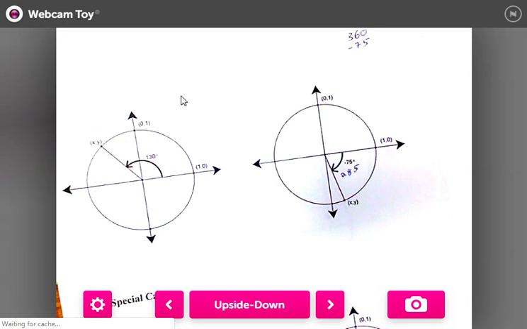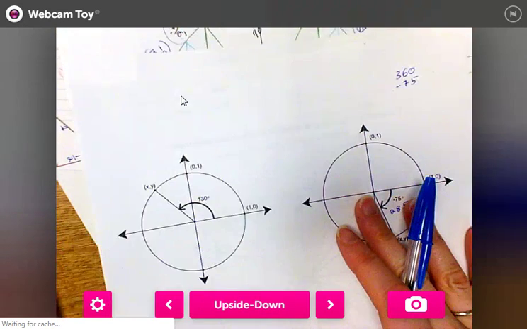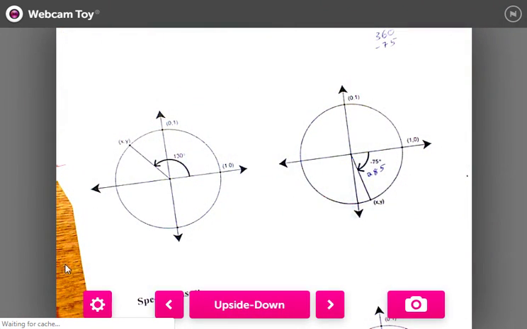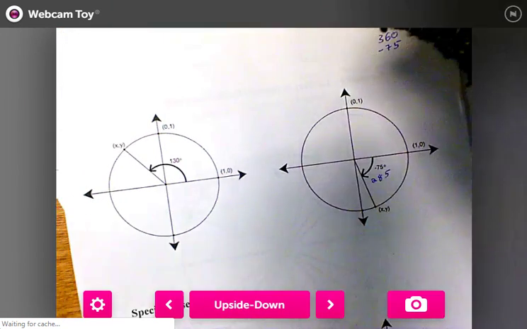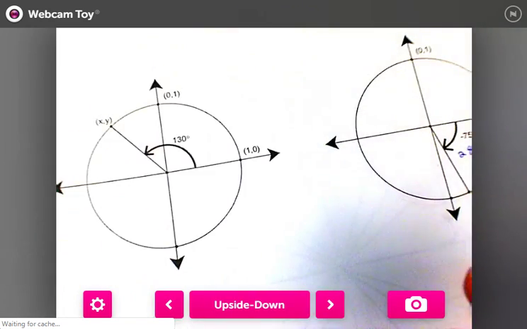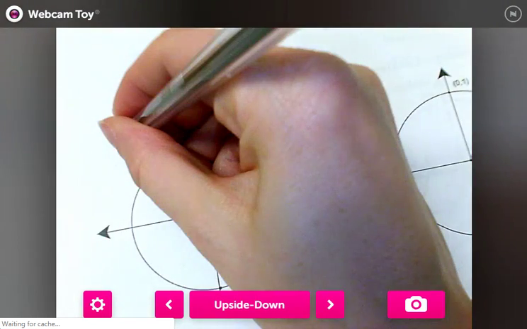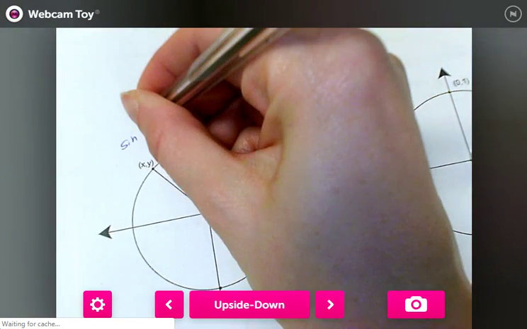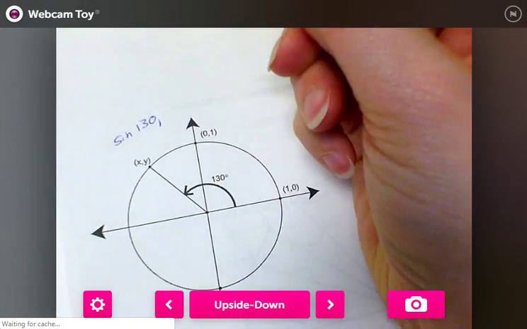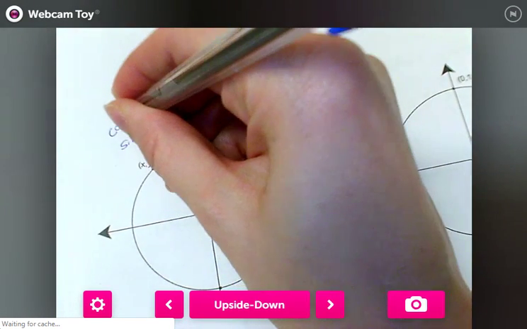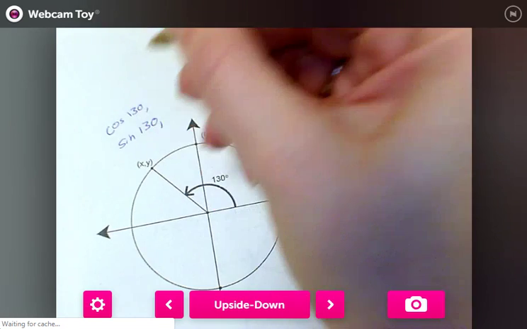So we've had some time. We're going to look at this. These first two are almost kind of a trick. They're actually easier than we think. All we're looking for is the sine of 130. That's your y value, and your x value is cosine of 130. That's all I'm looking for.